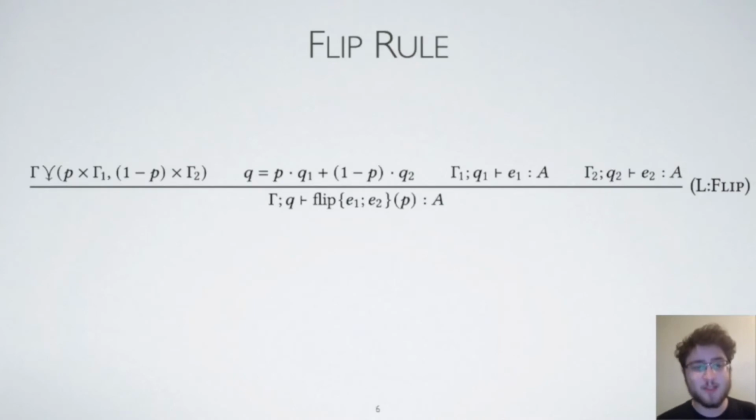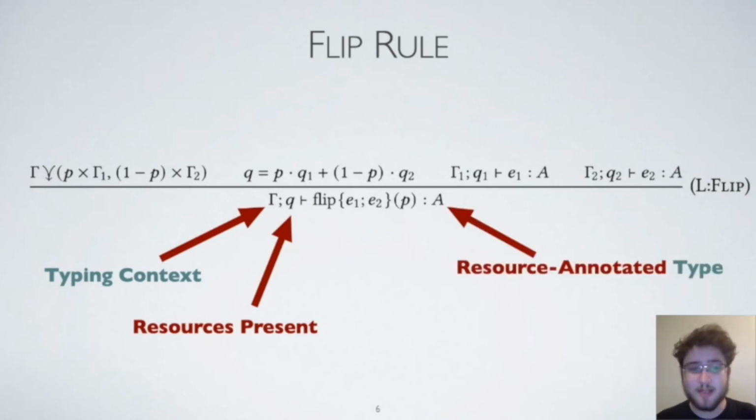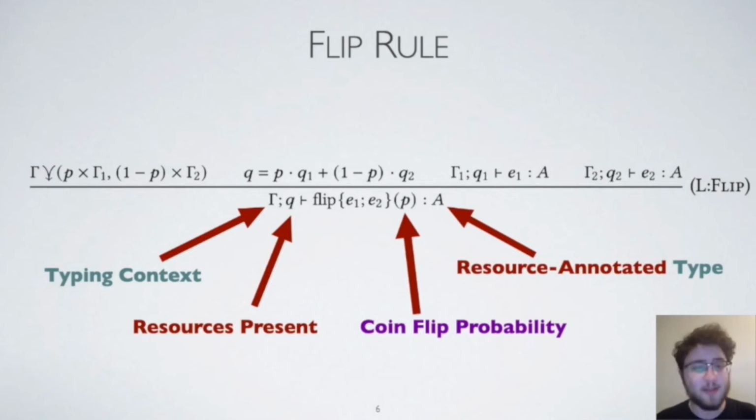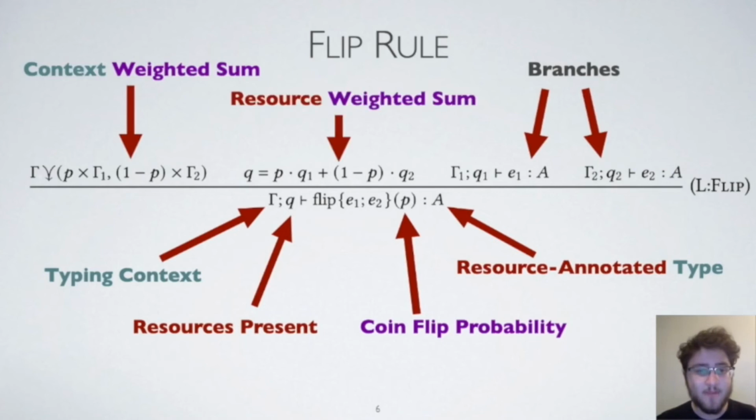The flip rule deals with coin flip expressions, where the coin bias is a constant. In this rule, gamma is a typing context, Q is the initial amount of resources, A is the resource annotated type of the expression, and of course, P is the coin flip bias. So what this bottom part says is just that the flip expression type checks as A under context gamma with Q extra resources. The key idea of the flip rule is that the expected cost between the two branches, E1 and E2, can be calculated as the weighted sum of their respective typing judgments. And you can see here and here that we perform some sort of weighting by the flip probability P.